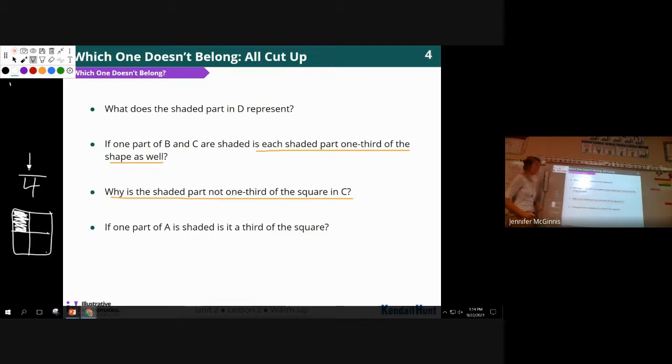We have 1 shaded in. So if one part of A is shaded, is it 1/3 of the square? No. What does it mean if something's 1/3? Well, let's just say it like this. If you have these words here, 1/3, that means this: 1/3, 1/4, 1/2, 1/8, 1/5. So what's my answer here, Aiden?